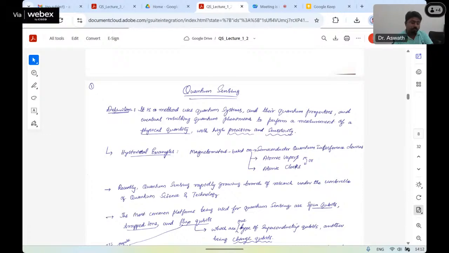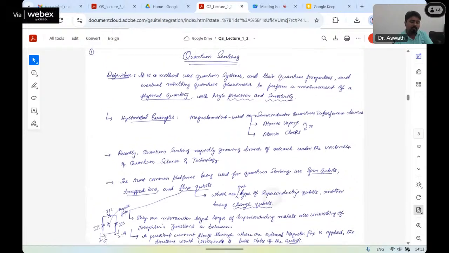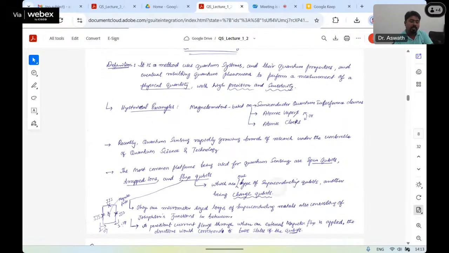Now, having that background in quantum physics, we went straight into quantum sensing. What is it, and what does it need, device-wise? It's superconducting quantum interference devices, actually SQUID. There is a small typo here: I just wrote semiconductor. It's not a semiconductor, it's a superconductor.